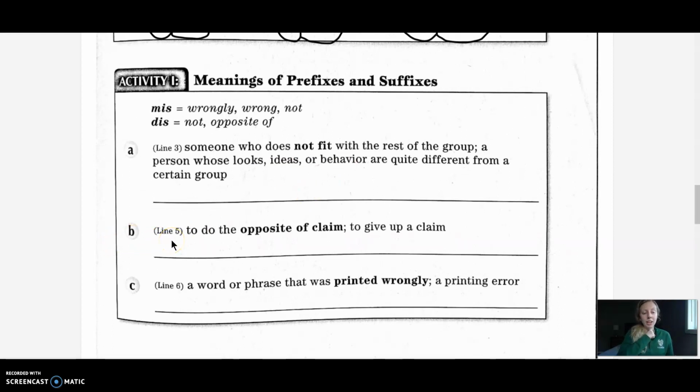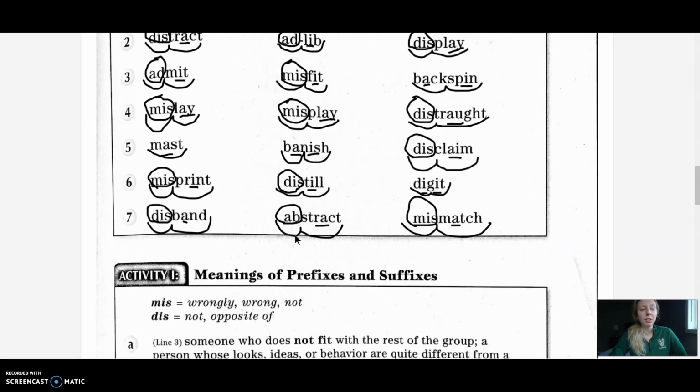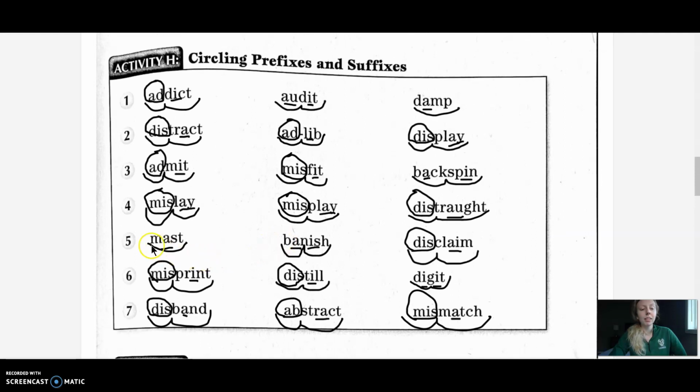So now we're going to be looking at line 5. This word means to do the opposite of a claim, to give up a claim. So we're going to go to line 5, opposite of a claim. Masked, banish, disclaim. Opposite of a claim. Right, disclaim, because dis means opposite of, and we have claim. Opposite of a claim, disclaim.